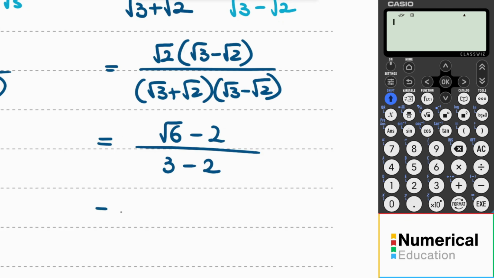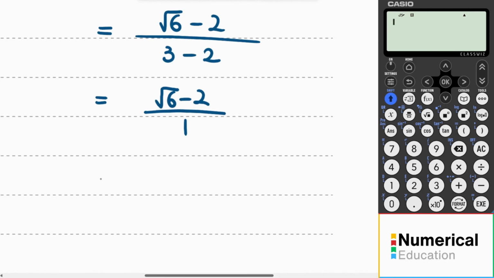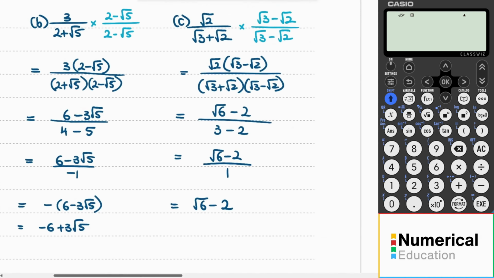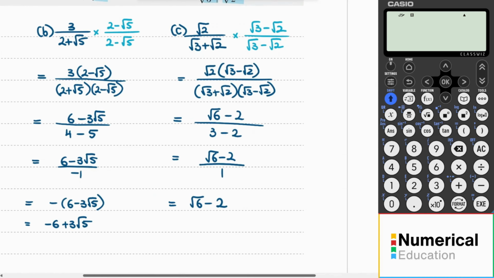Further simplify. Root 6 minus 2, all over 3 minus 2 is 1, which means we don't really have to write that down as a fraction. This just turns out to be root 6 minus 2. So once again, just like in part B, to sum up both of those examples: when you have a couple of terms in the denominator, like 2 plus root 5 or root 3 plus root 2, multiply by the conjugate and a difference of 2 squares will appear. Simplify that, and your denominator will no longer have a surd.